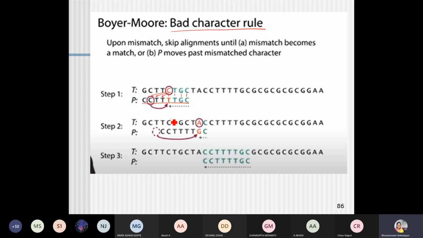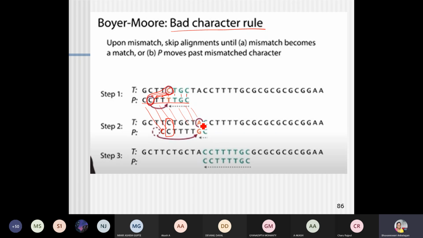So where is that matching C? This is the matching C. See here, this C and this C are getting matched, right? So I will align the pattern in such a way that this C and this C get matched. C is here, C is here, and all other things are coming as they are. Now again, I will start from the right.